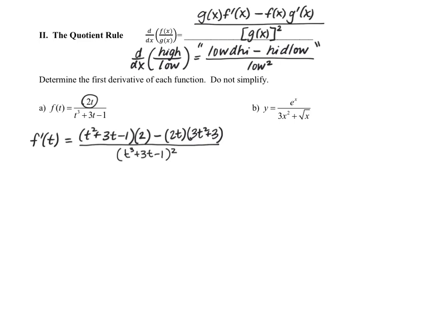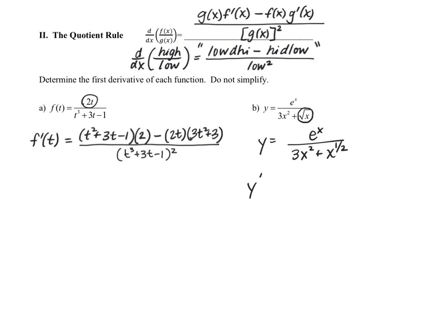Now look at part B. This function is also a quotient. However, you'll notice that the denominator does have one term that has a square root. So it's up to you. You may find it useful before you jump into the quotient rule to rewrite that radical as an exponent. So the square root of x is really x to the 1/2 power.